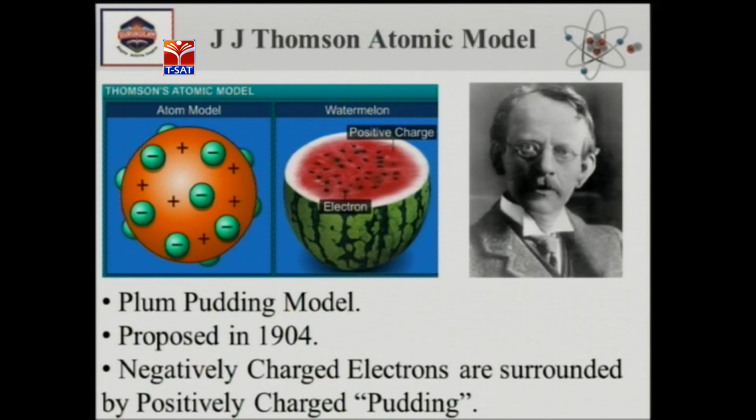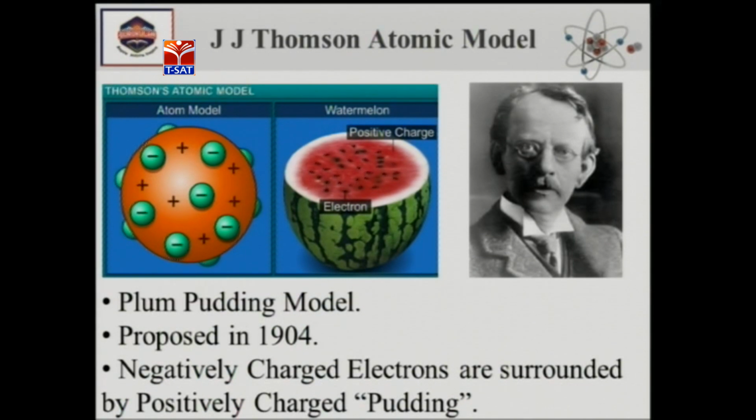In this model, Thomson compared the atom with a watermelon, where the whole positive charge is like the nucleus, and the electrons, which are negatively charged, are like the black seeds in the watermelon. So he concluded that the negatively charged electrons are embedded in the positively charged atom, spread throughout the nucleus. In this way we can learn the Thomson atomic model.